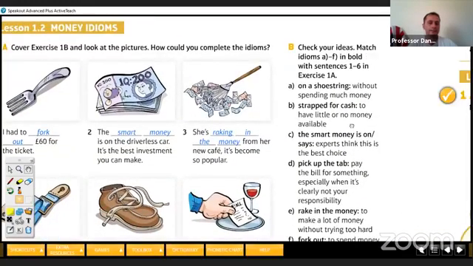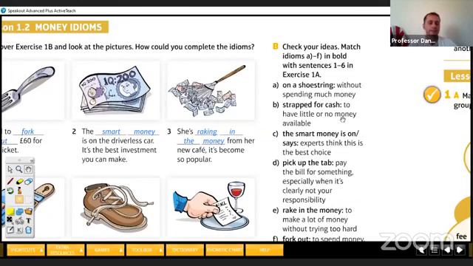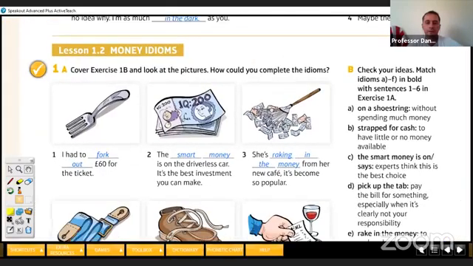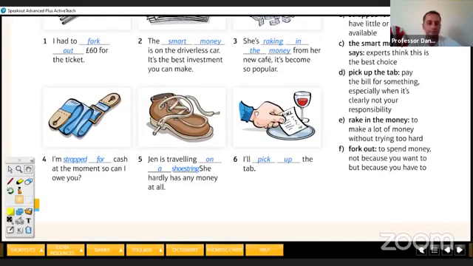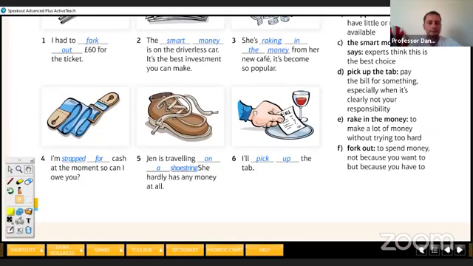Now let's check here the definitions together. You can also share your ideas for the definitions. But this is the exact definition for these idioms. So on a shoestring means without spending much money. Match the idioms A to F in bold with sentences 1 to 6 in exercise 1A. That's number five. Jen is traveling on a shoestring. She hardly has any money.